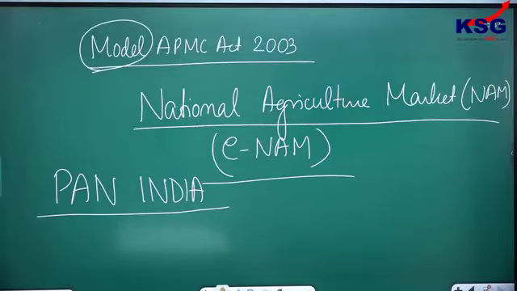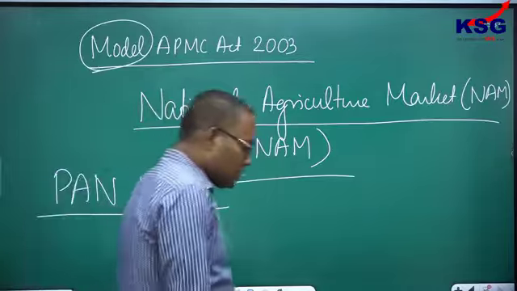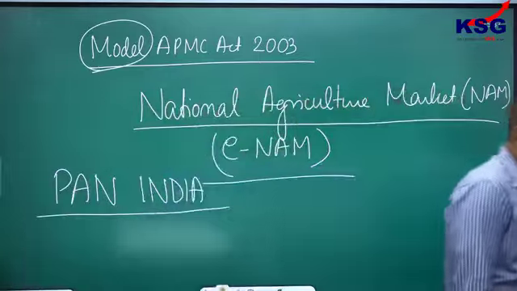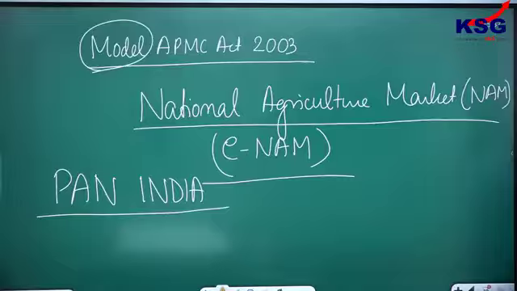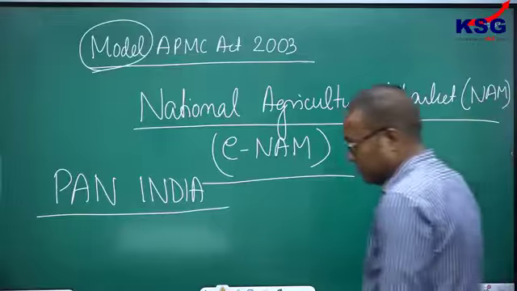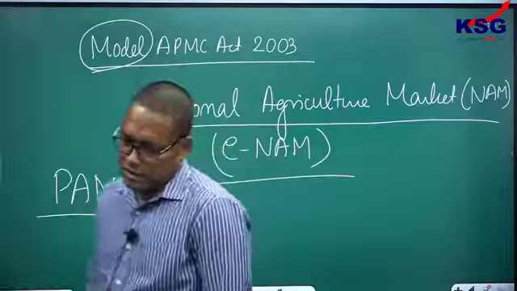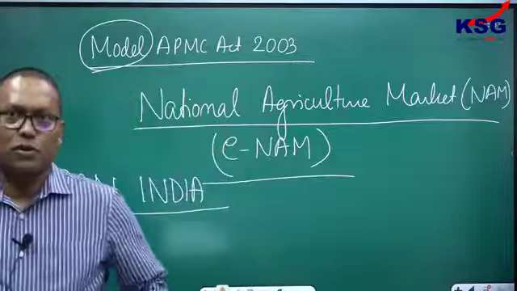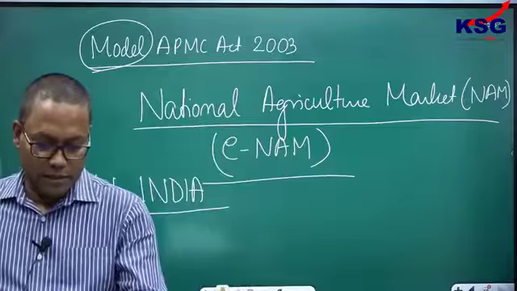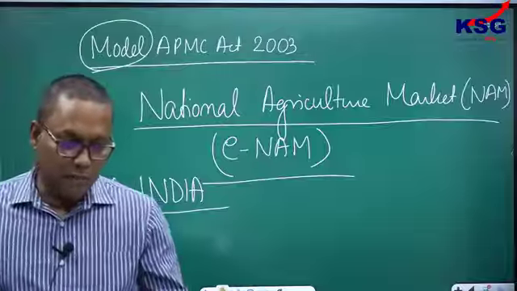Okay, full stop, right? Bringing transparency and efficiency in the agriculture market. So these are basically the objectives, clear? And just you write precondition.